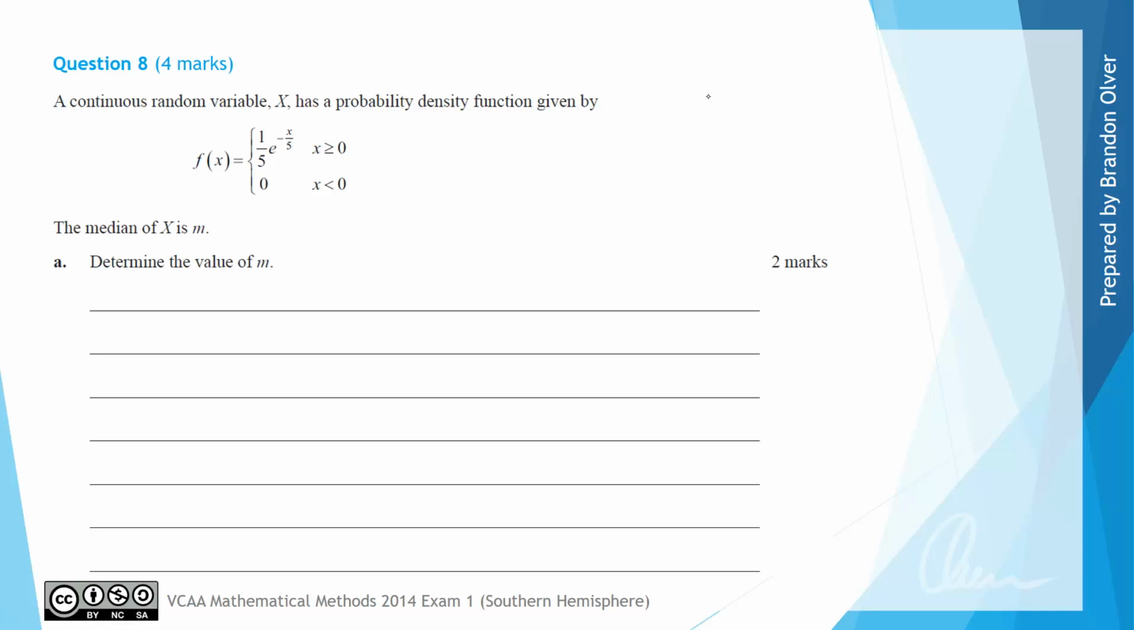Not that it's necessary, but sometimes it's useful just to have a quick sketch of the graph when we're dealing with these sorts of problems. So this is the curve that is 1/5 e to the power of negative x on 5, and this coordinate here would be (0, 1/5), and we'd also have 0 elsewhere, so that would be an open dot and 0 out to that side. And because it's an exponential graph, we have an asymptote that occurs when y equals 0.